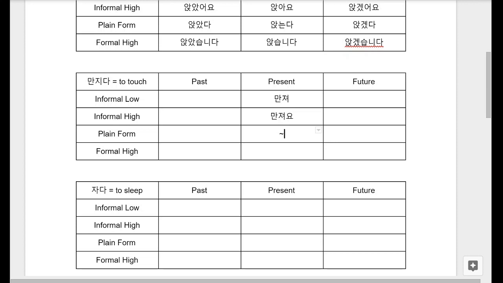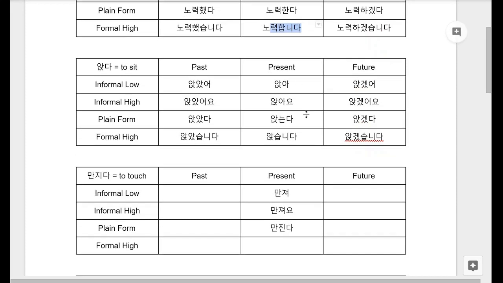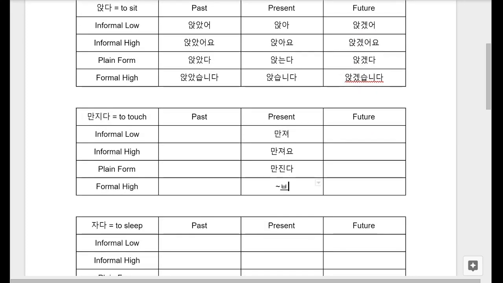The plain form, again, I need to decide if I want to add this or this. And because the final syllable of 만지다 ends in a vowel, I'm going to add this to it, and it would look like 만진다. The formal high respect is the same idea here. Again, I need to decide if I want to add this or this. And because 만지다 ends in a vowel, I'm going to add this letter directly to the stem, and it would look like this, 만집니다.